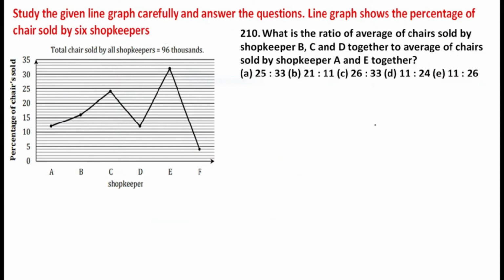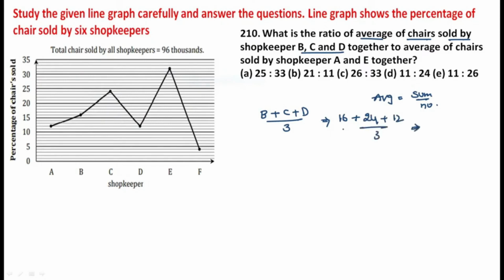The last one related to this DA. What is the ratio of the average of the shares sold by shopkeepers B, C, D together? Average of B plus C plus D is divisible by 3. Why? Because the concept of average says sum of observations divided by number of observations. Now the B value, I will take the numericals here. The B value is 16, the C value is exactly equal to 24 and the D value is exactly equal to 12, divisible by 3. Now check it out. So 16 plus 24 is equal to 40. 40 plus 12 is equal to 32. Now it is 32 by 3.